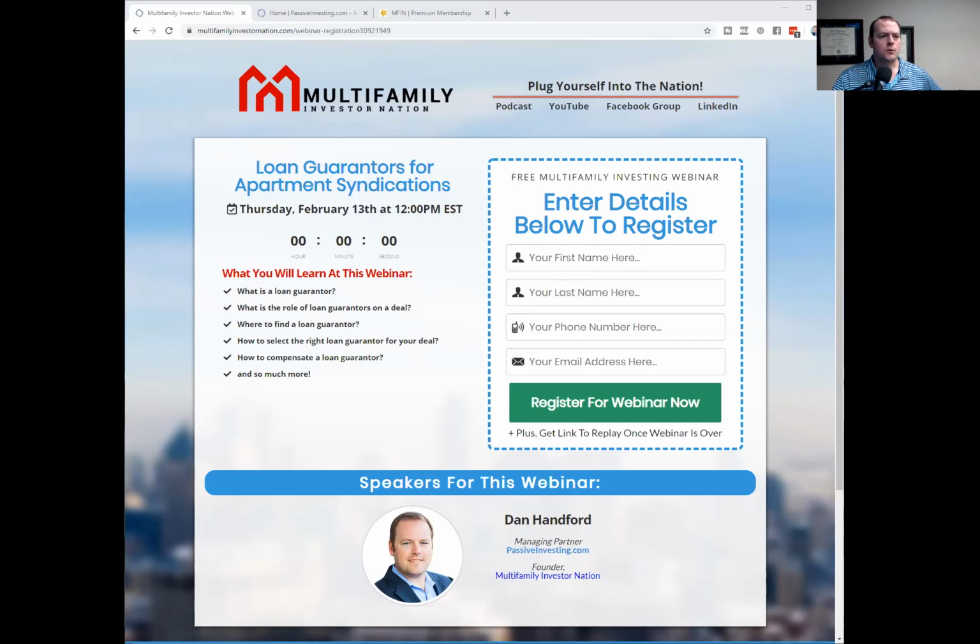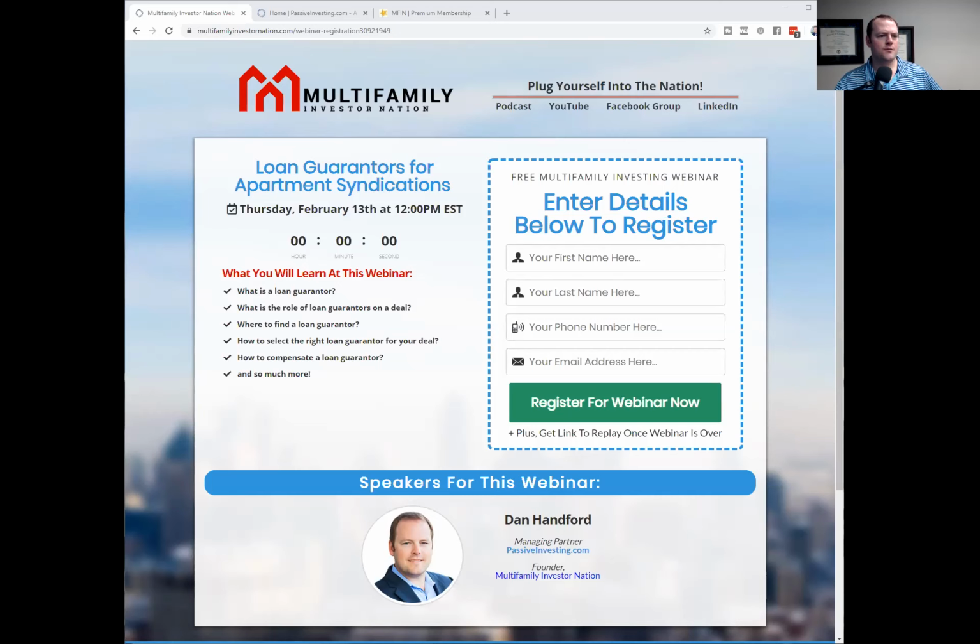George is asking, will you give us an example in dollar amounts on how the compensation for a loan guarantor would work? Well, to give you a quick example, if you had a $12 million deal, you had a $10 million loan balance, and you give them a 1% loan guarantor fee, it's off the loan balance itself. So 1% of 10 million is going to be $100,000. They'll get $100,000 the day you close that property. So hopefully that answers your question, George.